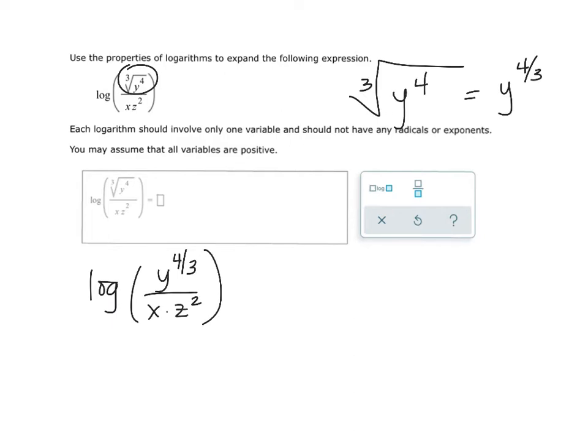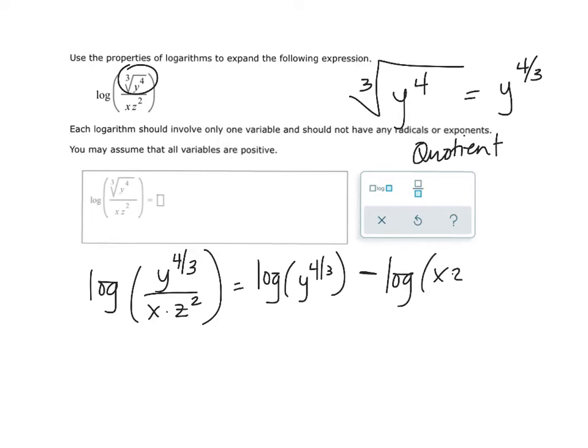So we have two things being divided. So this is kind of like the quotient. We're going to use the quotient property first. If you don't know what that is, please make sure you have the notes out. But basically, we can rewrite this as log of the numerator, so y to the 4/3, minus log of the denominator, so x z squared.